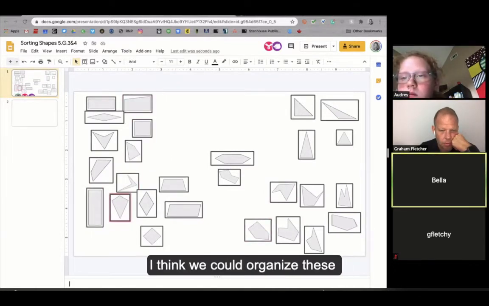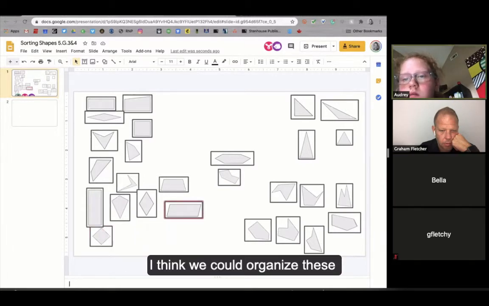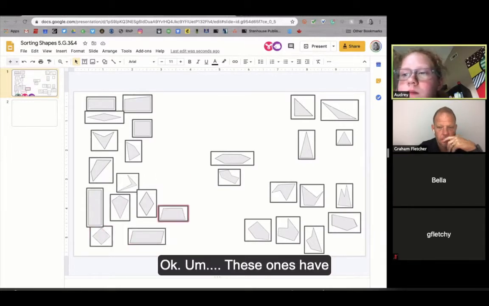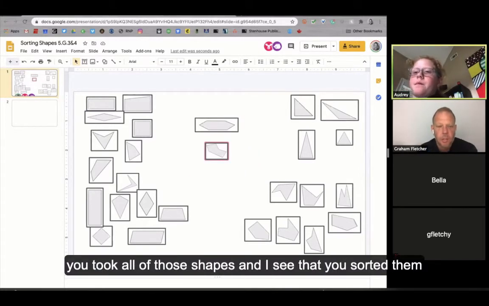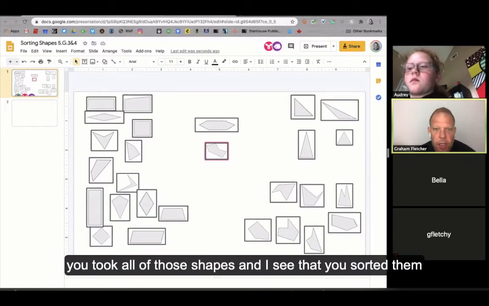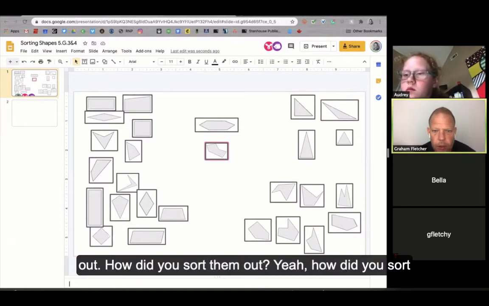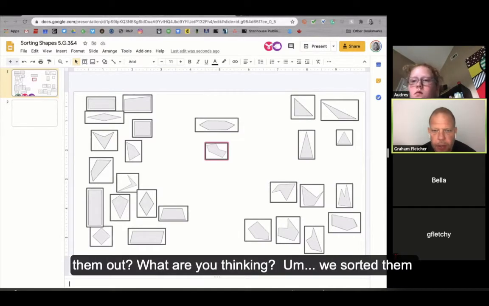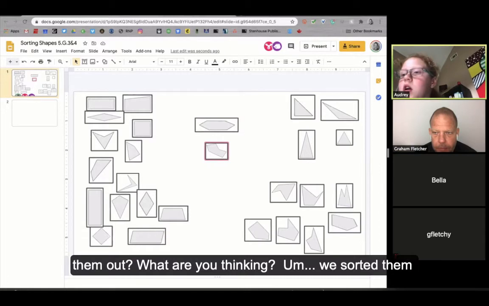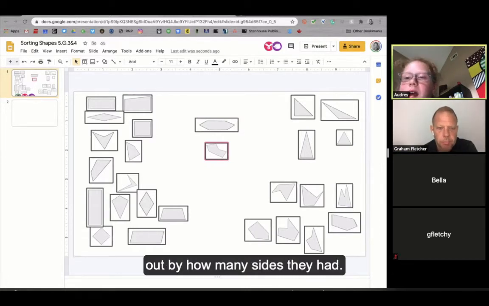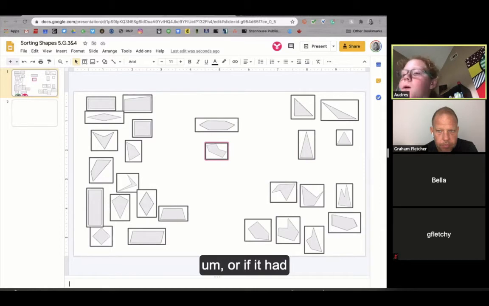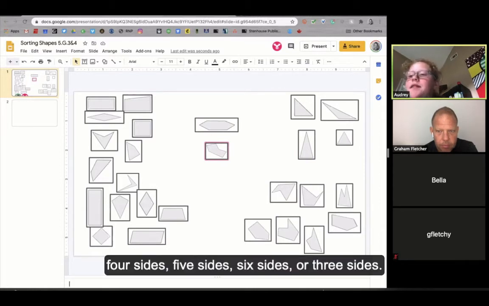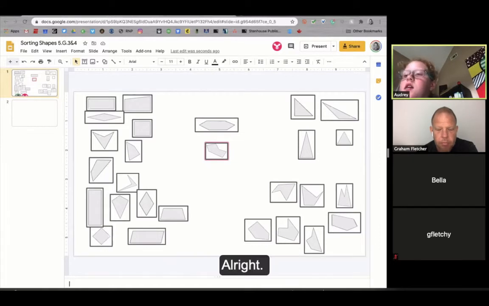I don't think we need to organize these anymore. Okay. And then these ones can go sort of at the top. Yeah. All right, nice. So you took all those shapes, and I see that you sorted them out. How did you sort them out? What are you thinking? We sorted them out by how many sides they had. So either a quadrilateral, or if it had 4 sides, 5 sides, 6 sides, or 3 sides.